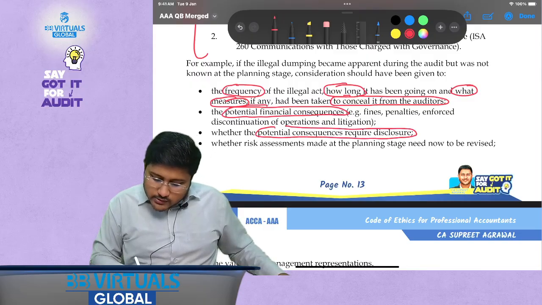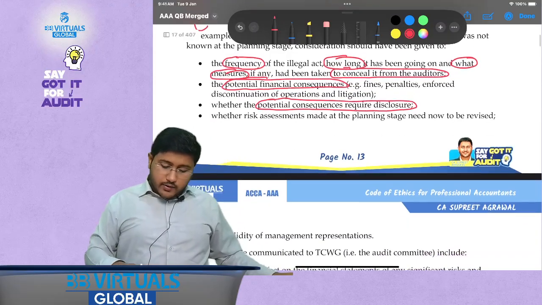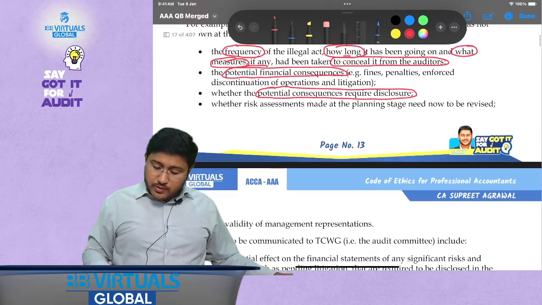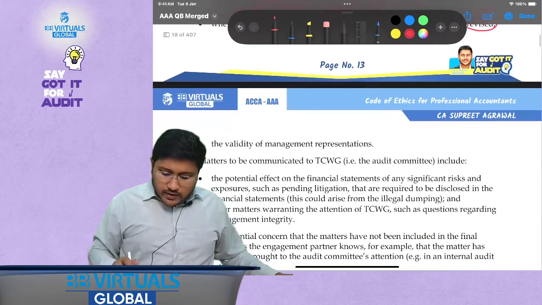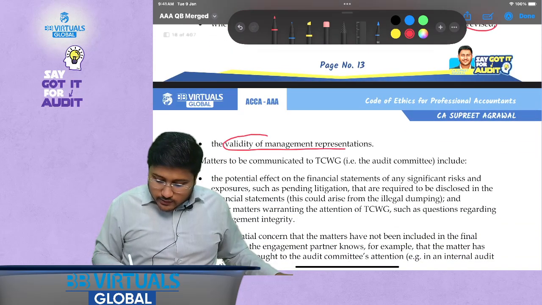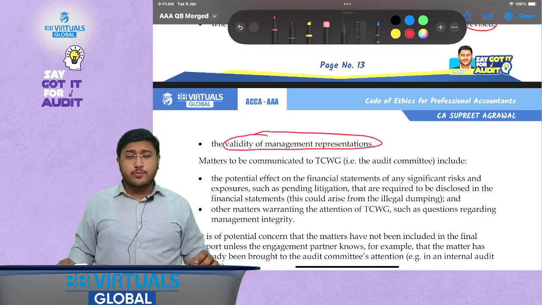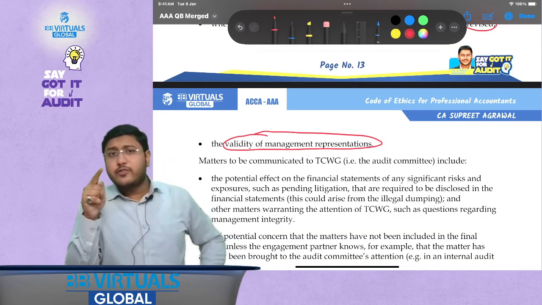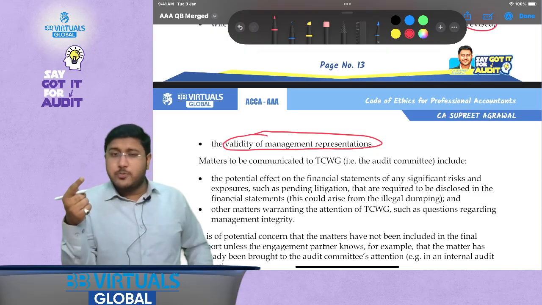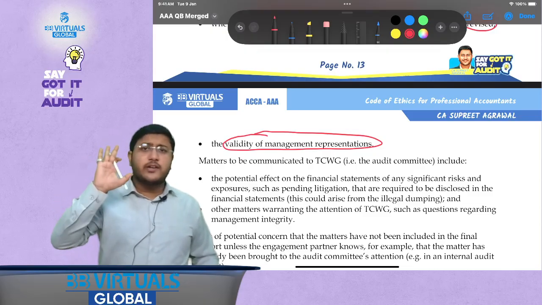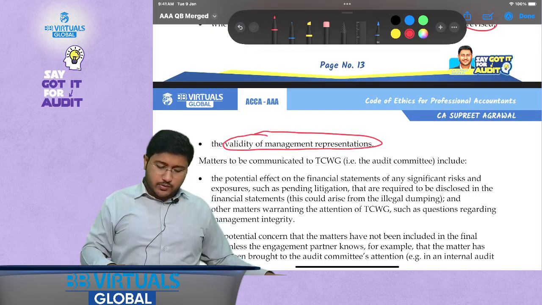Sometimes there are certain laws which say that if you do not follow them, you have to mention it in your financial statements. Whether risk assessments made at the planning stage need to be revised. The validity of management representations: sometimes, if management has an unwritten policy, then you will have doubt over the integrity of management, and by default the management representation letter that they have given you might not be that trustworthy. So that becomes a big problem here.